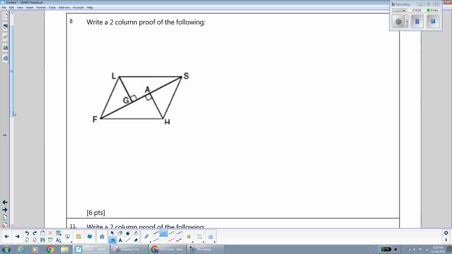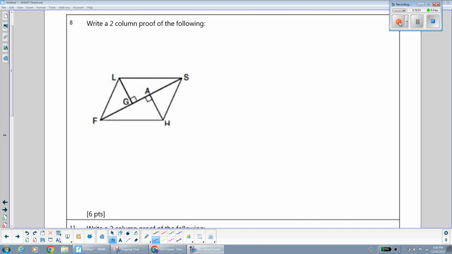So before we write the proof, I'm going to go through the plan. There are multiple ways to do this proof. There is one with proving two triangles congruent and then using the addition postulate in order to get FA and GS, but I'm going to do it the easier way. I'm going to do it by proving these two triangles congruent and then just CPCTC-ing the two sides that we need. And the two sides that we're trying to prove congruent are FA and SG.